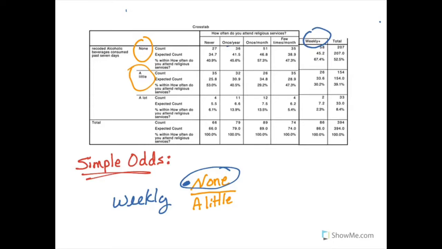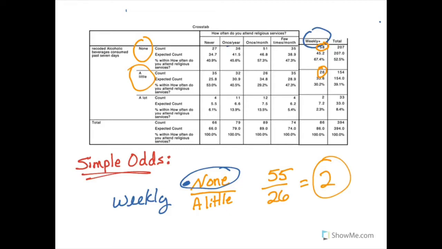Then all I need are the frequencies for those who attend church weekly or more, and for the none and a little category. And so for none, it's 55. And for a little, it's 26. And I'm going to fudge it here. That's roughly 2. Sorry, I don't know where I got 3 from. Anyway, 2. It's a little bit more than that, but whatever. This is our actual odds ratio.